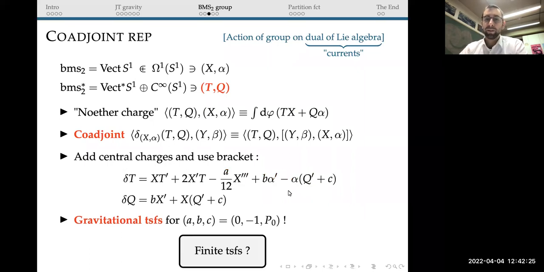Now, the question is, what are the corresponding finite transformation laws? I've written all this in terms of the representation of the Lie algebra, but I can of course ask the same question for the group. And so that's what I'm now going to write down.